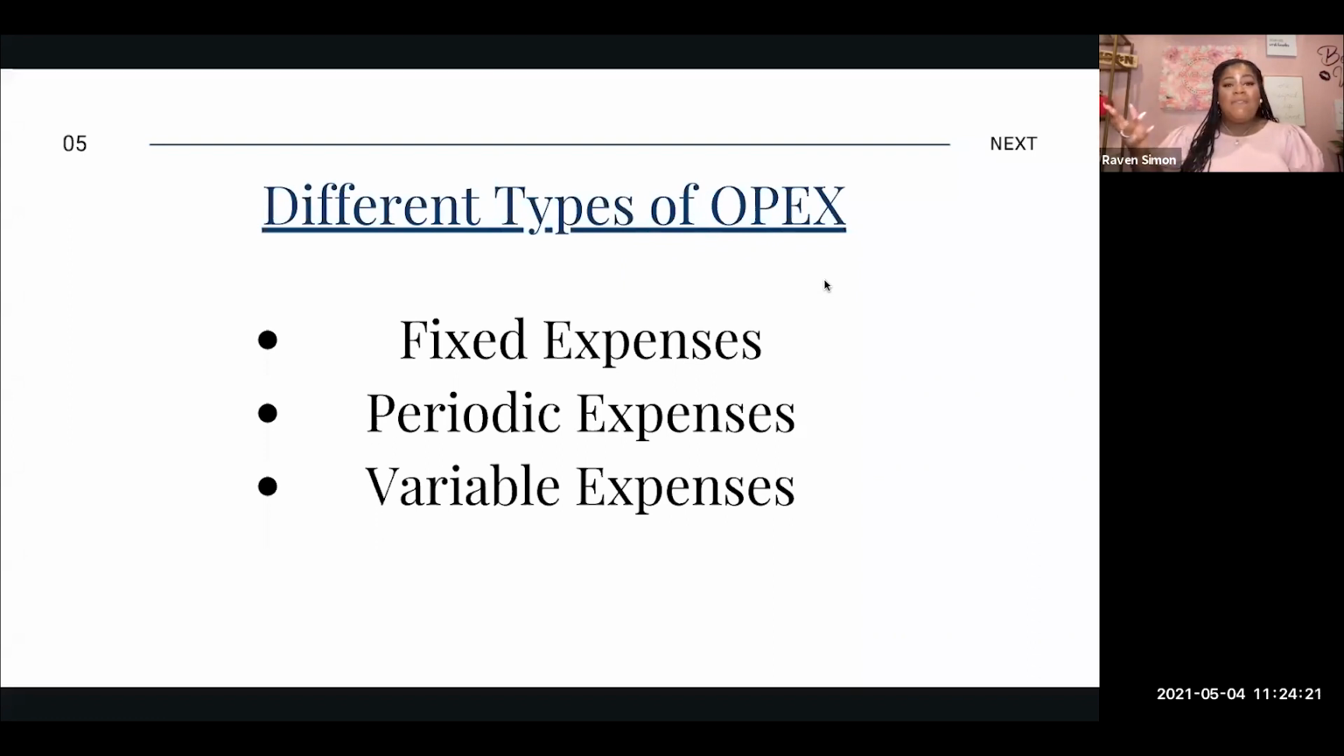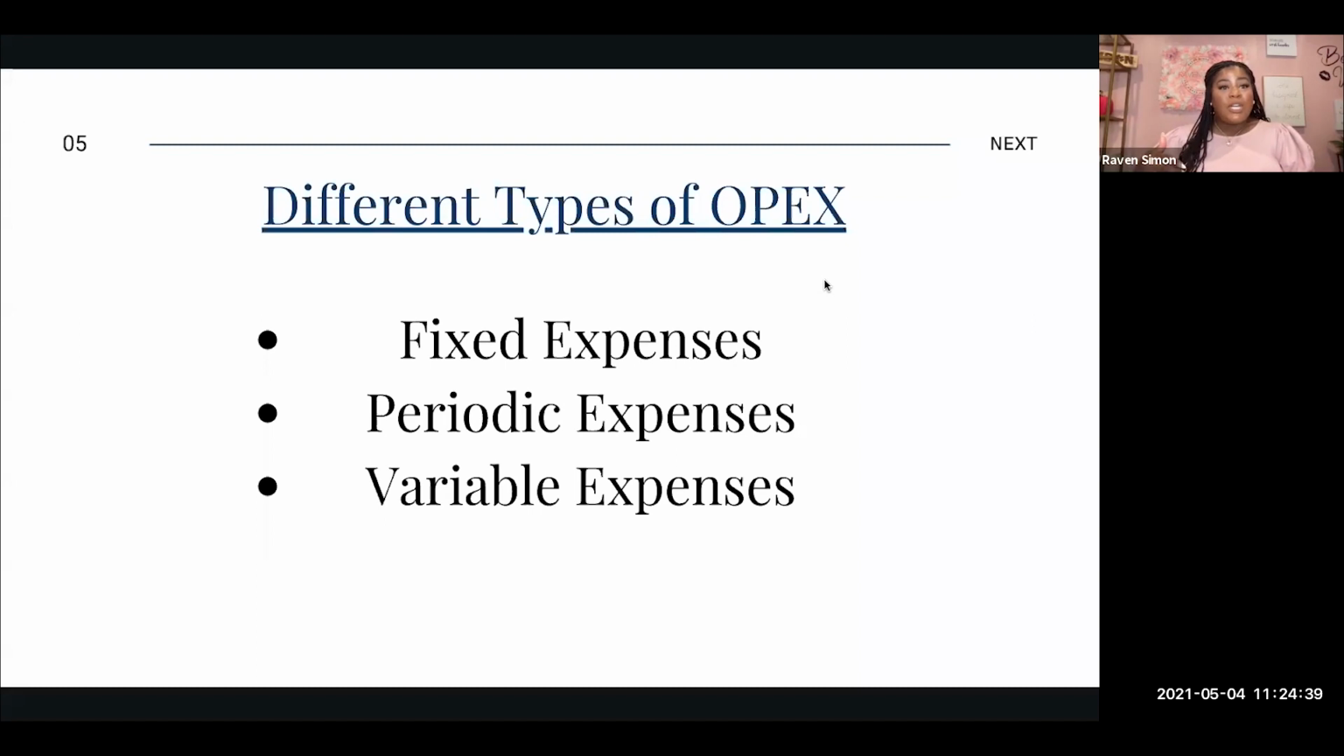Okay. So let's say fixed expenses for labor. That would be maybe your assistant. You pay her the same amount every single month. It doesn't matter, or anyone who's on salary, right? It doesn't matter how many hours they work. They're going to get this set amount of money every single month. That would be a fixed expense.